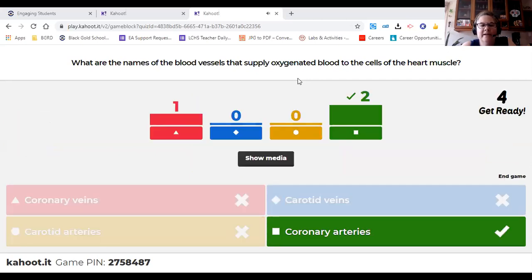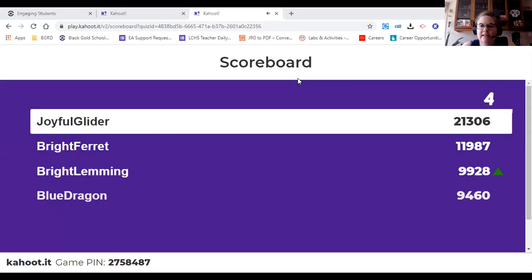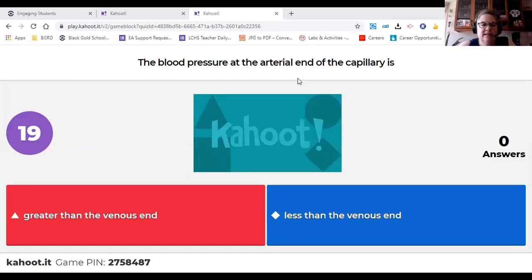The coronary arteries. So arteries carry the oxygenated blood to these cells. Ooh, Bright Lemming is ahead of Blue Dragon, although Joyful Glider is quite a bit ahead. The blood pressure at the arterial end of the capillary is greater than the venous end, less than the venous end.